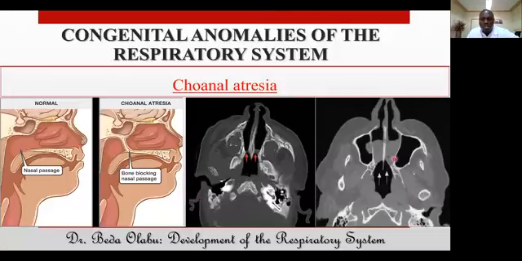So the images here show you choanal atresia. This is the nasal cavity. This is the nasopharynx. Air should move freely from the nasal cavity to the nasopharynx, but now here we see some membranes, and even in this child, it's even thicker here. This is choanal atresia. Blockage of the choana. So these children breathe through their mouth.